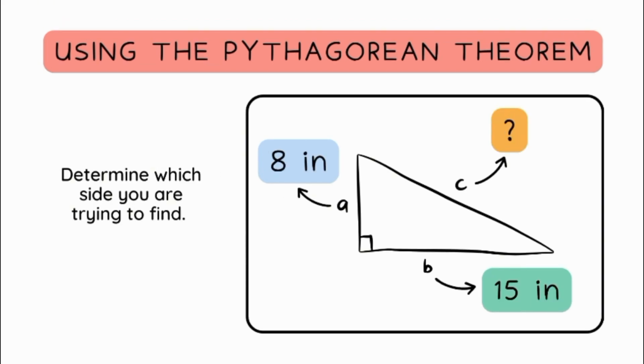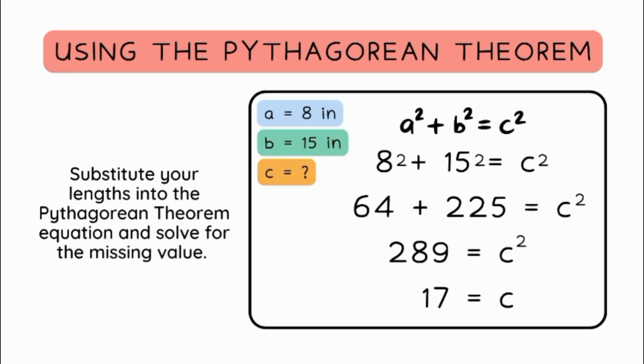Slide 9. Example problem. Now let's look at an example. In this triangle, one leg is 8 inches and the other leg is 15 inches. The length of the hypotenuse is unknown. Our goal is to find the missing side using the Pythagorean theorem. Let's solve the problem step by step.